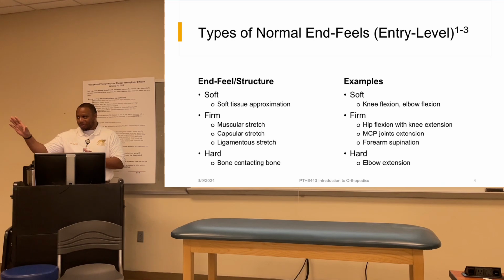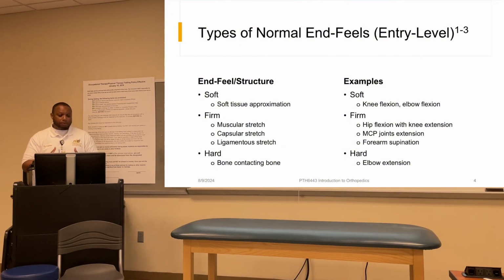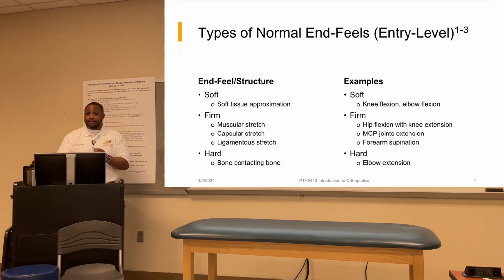Again, these are entry-level end-feels. There are many, many more types of descriptors of end-feels out there. But for the purpose of you all becoming entry-level physical therapists, you all need to know these and how to interpret these. So the soft end-feel is soft tissue approximation. Examples of soft tissue approximation are knee flexion and elbow flexion. When we talk about knee flexion, you also need to know the structures that are coming in contact with each other, because you may see that. So with knee flexion, which soft tissue structures are contacting each other?